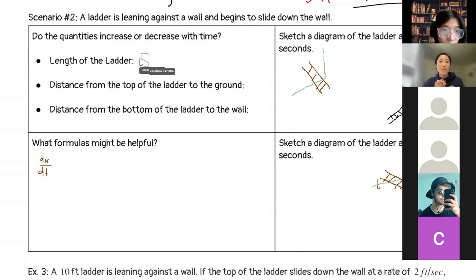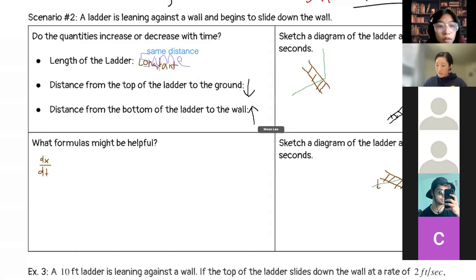For the second and third question, the distance from the top of the ladder to the ground would be vertical. But the distance from the bottom of the ladder to the wall, if we think about the diagram, the bottom of the ladder is right here, and so that one's going to be horizontal, right? So we have a vertical component and a horizontal component as well. Awesome. I love this.